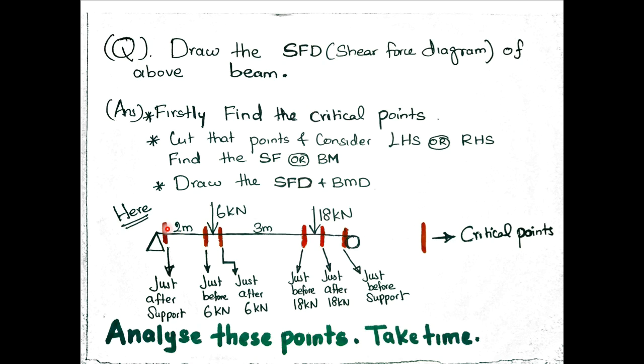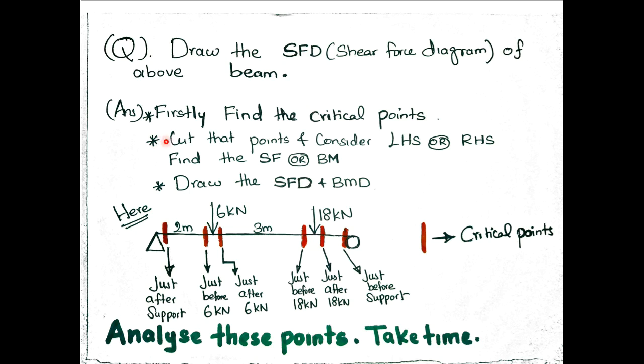Critical point number 1: just after support, just before 6 kilonewton, just after 6 kilonewton, just before 18 kilonewton, just after 18 kilonewton, then just before support. These are the critical points of the beam for this example.